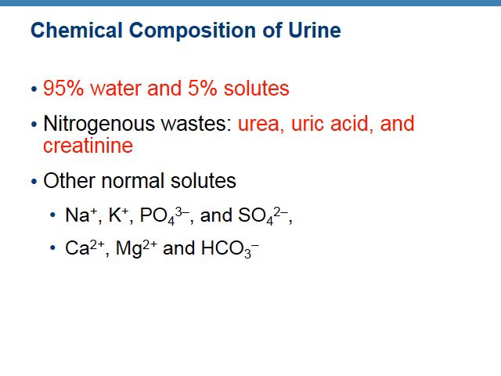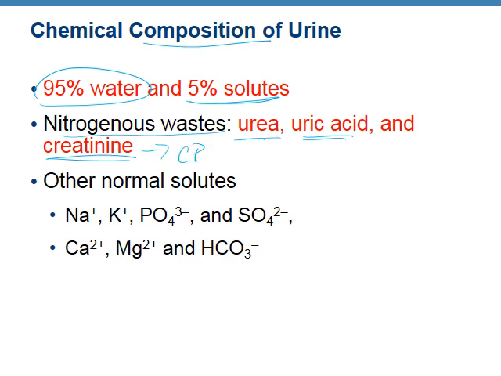What should be in your urine? What should be the chemical composition? The majority of your urine should be water, about 5% solutes, and we should have some nitrogenous wastes here: some urea, some uric acid, creatinine. Remember, creatinine is from creatine phosphate. Uric acid is from nucleic acid breakdown, and urea is from amino acid breakdown.